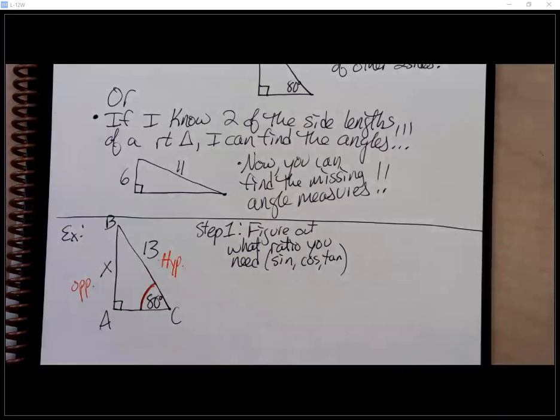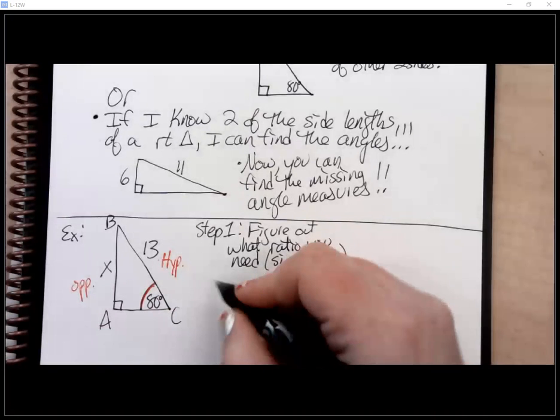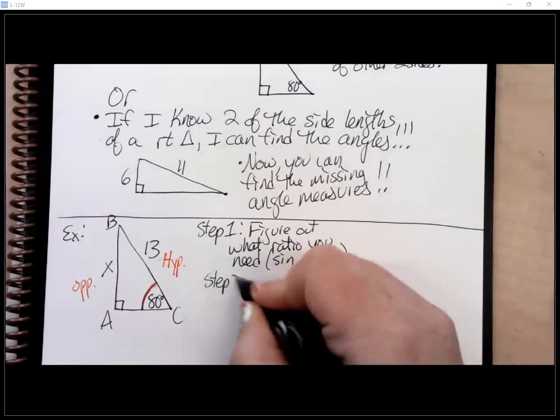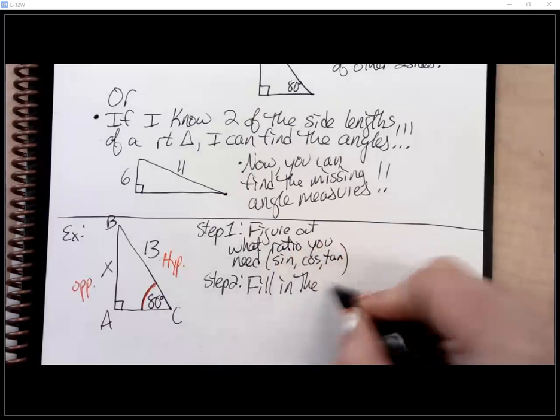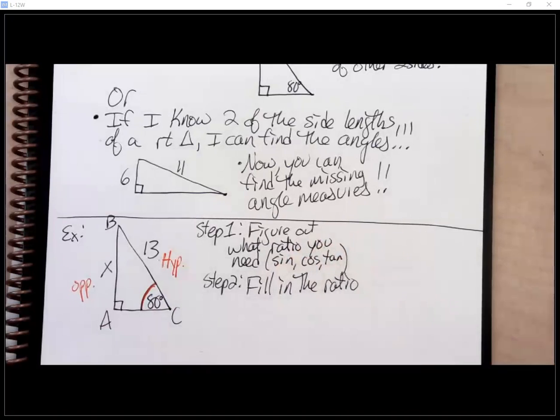So there's always going to be two sides that I care about. I don't care about this third side right now, so it's irrelevant to me. There's always two sides that I care about, and those two sides will determine which of these three I'm using, whether it's going to be sine, cosine, or tangent. Does that make sense? Everybody's okay? So once you figure out which of the three you're even using, step 2, fill in the ratio.